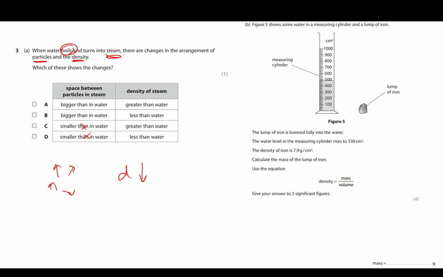They certainly won't be smaller, so saying D's out. And the density should be less, so it's going to be B, as spaces have increased and the density has decreased when we turn water to steam.